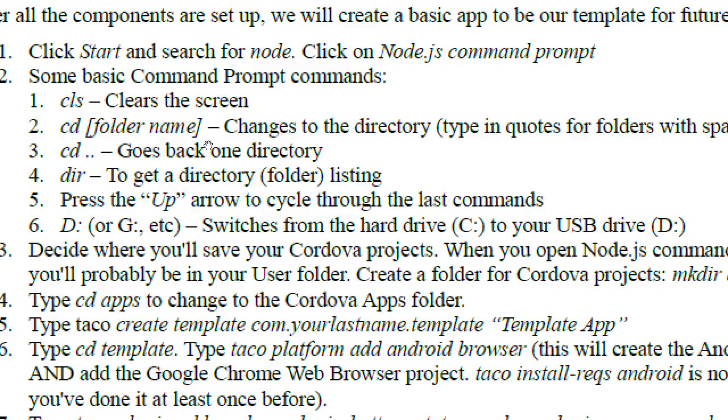CD and then the folder name will change to that directory. You need to type the name of a folder that has spaces and stuff in quotes, because in plain old DOS, there were no spaces back in the day. There were no spaces in a file name. Once there was a space, it would accept it as a brand new command. And so if you've got "my apps", it'll think to do CD my, not CD my apps. So if you put it in quotes, you should be able to switch between folders that have spaces.